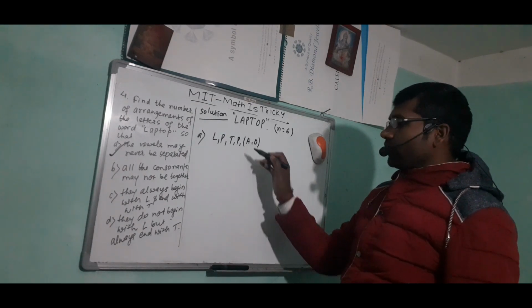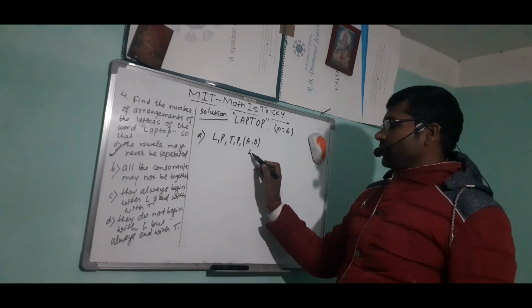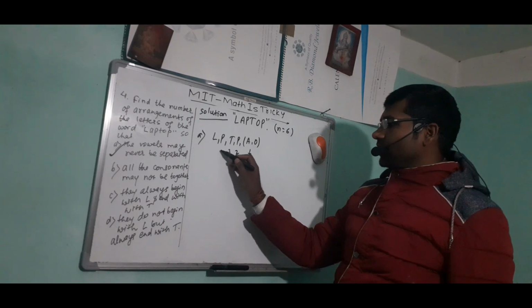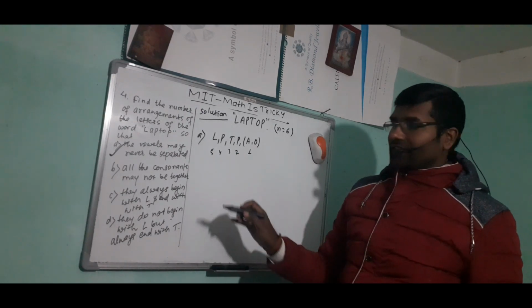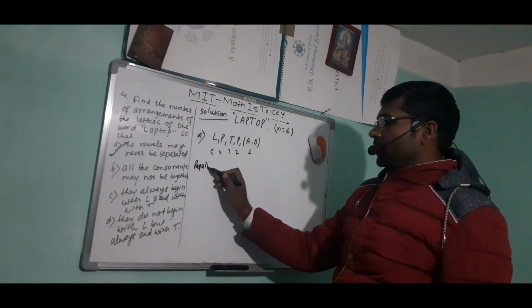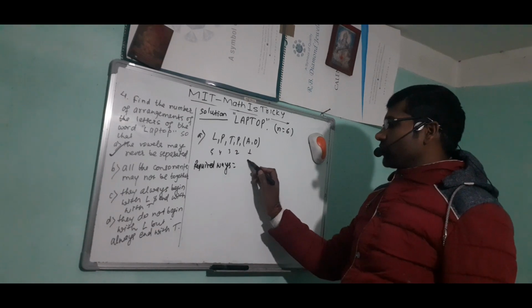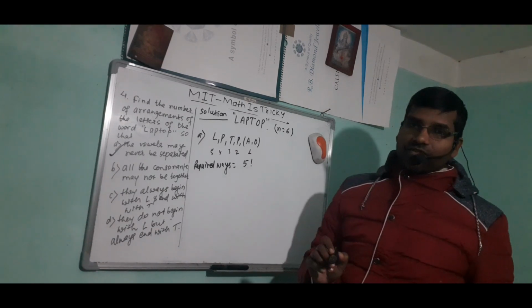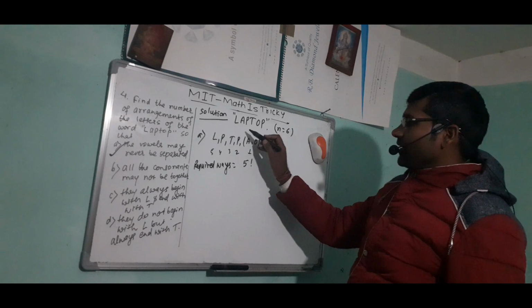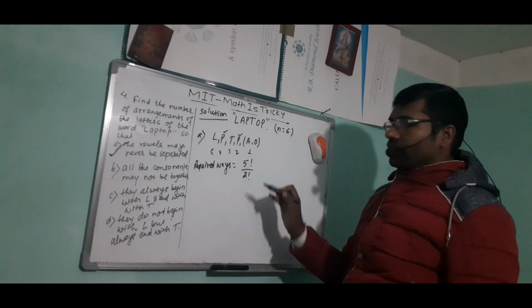They are not separated, meaning they come together. So let's consider them as one. So there will be 1, 2, 3, 4, 5 letters, and so the required number of ways will be 5 factorial. They can be arranged in 5 factorial ways, but there are 2 P's, so we have to divide by 2.